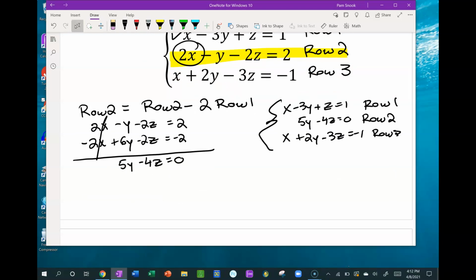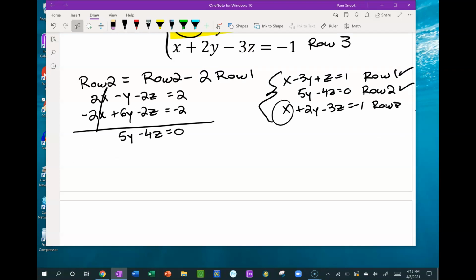Okay, the x got eliminated from row 2. So now I'm going to check. Row 1 is good. Row 2 is good. Now I'm going to focus on row 3. First thing I'm going to do is remove that x. So to do that, I'm just going to subtract row 1 from row 3. See, if I do that, then I'm going to have x minus this x up here, and those x's are going to go away.